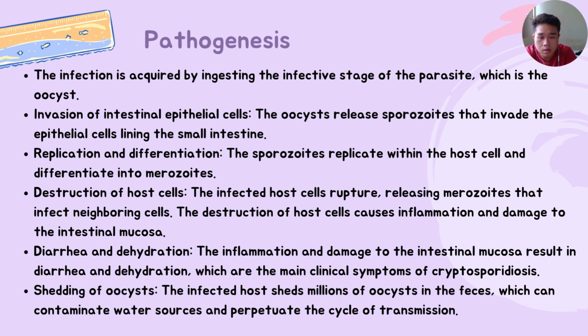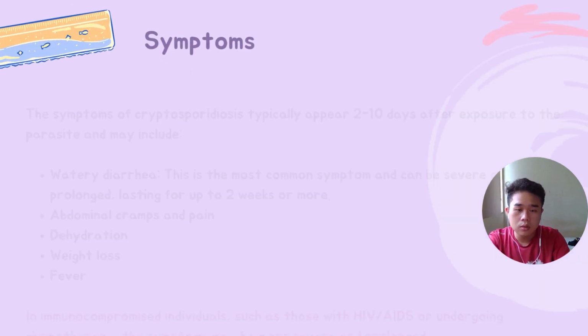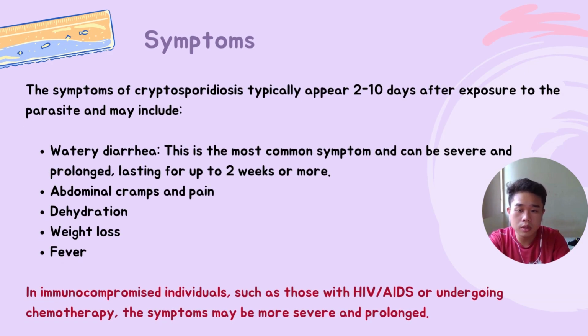Next is the pathogenesis. First, the invasion of intestinal epithelial cells. The parasite will replicate within the host cell, and the infected host cell will rupture, releasing the merozoites that will infect the neighboring cells, which will cause inflammation and damage to the intestinal mucosa. The inflammation and damage will result in diarrhea and dehydration, which are the main clinical symptoms of cryptosporidiosis. The infected host cells shed millions of oocysts in the feces, which will contaminate water sources and perpetuate the cycle of transmission.